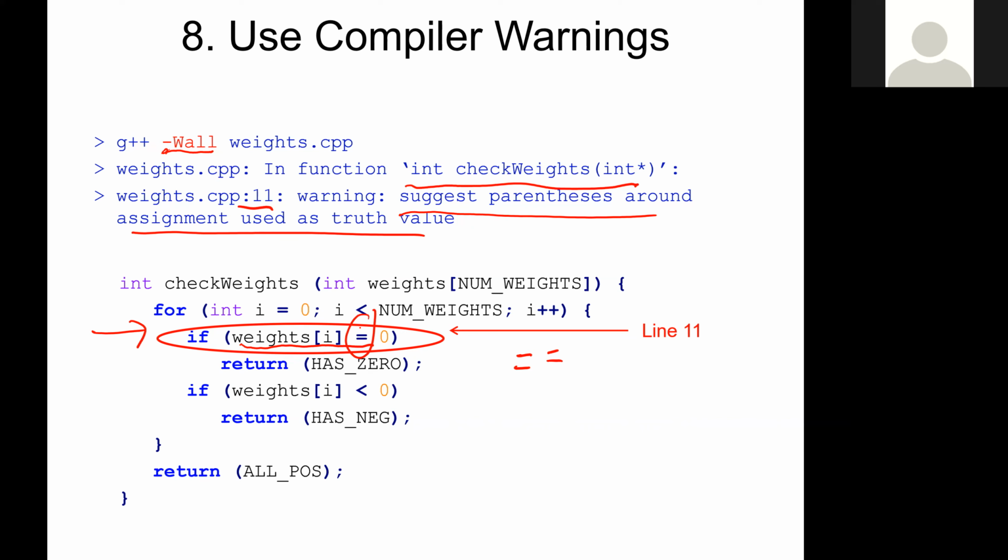And this is legal C++. But what this does is it actually sets weights of i equal to 0. So remember we had weights of i being -1, 2, 3, 4. Well, not after we go through this loop. First time we go through this loop, this changes to 0. So that's what we've got, 3, 4, and so on. And that is going to result in not returning has zero. Okay, so that's going to evaluate to false. We are not going to return has zero. All the other entries are positive, so we're going to return all pos.